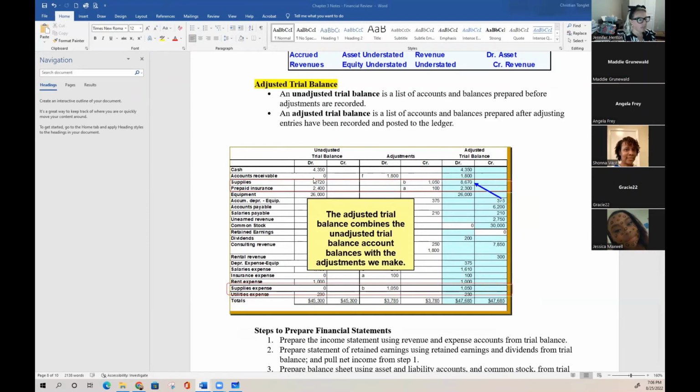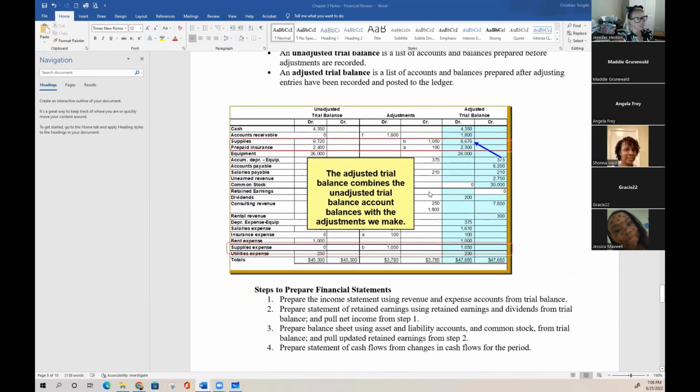So I have some changes that happen. Right here with accounts receivable, I didn't have a balance before, but then I did an adjusting entry, and it became 1,800. Now here's my adjusted trial balance with that total now being 1,800. So remember, the trial balance is just a list of the accounts, sometimes with the account numbers on there as well, and then it has the amounts that are in the accounts.